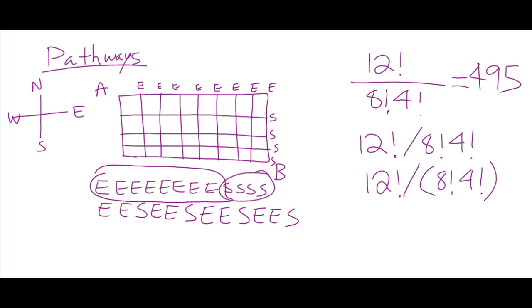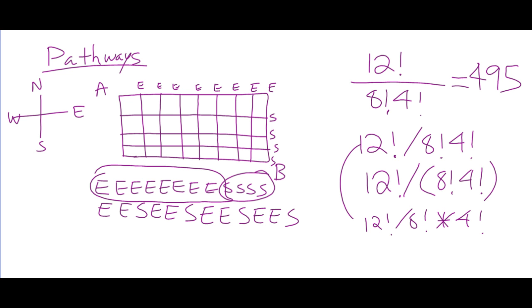So the big division bar there says you have to do the 12 factorial, and then you need to divide it by the product of 8 factorial times 4 factorial. If you do this, this is what your calculator does: it takes 12 factorial, divides it by 8 factorial, and then multiplies it by 4 factorial. So congratulations, you got a number way bigger than that, right?